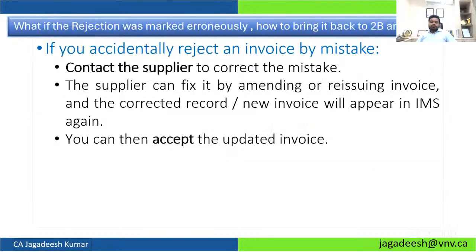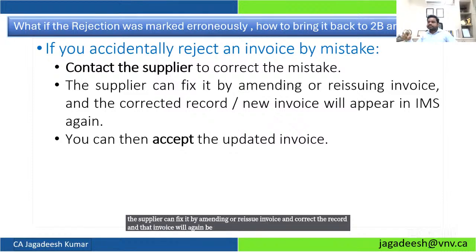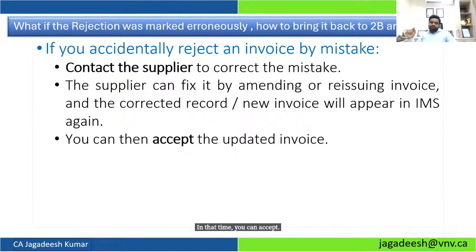Okay. So someone has asked this question. If by mistake I have rejected any invoice, in that case what can I do? Contact your supplier to correct the mistake. The supplier can fix it by amending or reissuing the invoice and correcting the record. And that invoice will again be reflected in your IMS. At that time, you can accept that outdated invoice again.